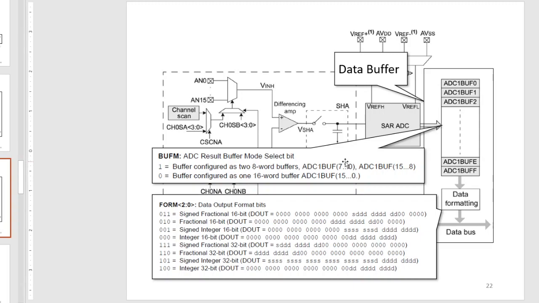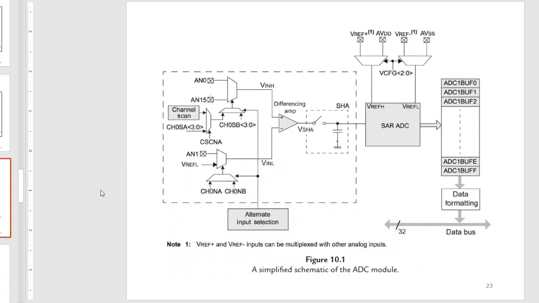And when we want to read ADC buffer 15 to 8, our ADC is storing its information in buffers 7 to 0. And lastly, these are the data output format bits. Usually we're just going to use 000, the 16-bit integer format. But depending on your situation, you can use a 32-bit format or a signed format or a fractional format. So that's the simplified schematic of the ADC module.